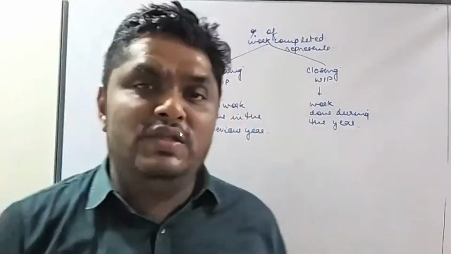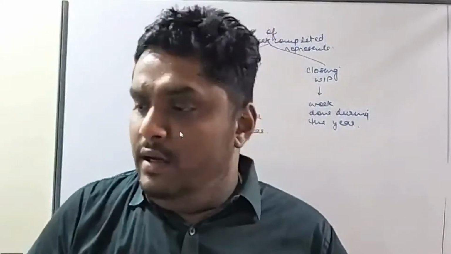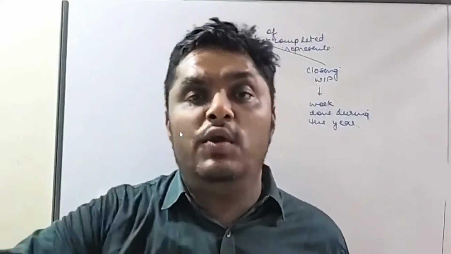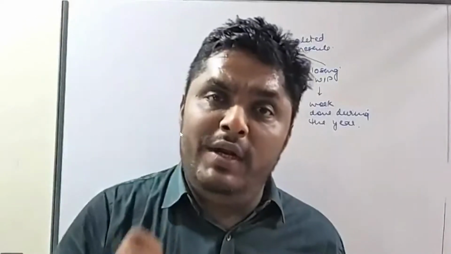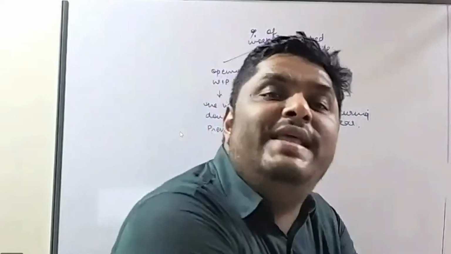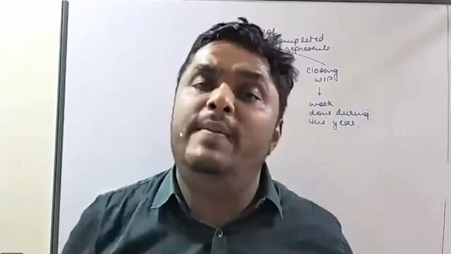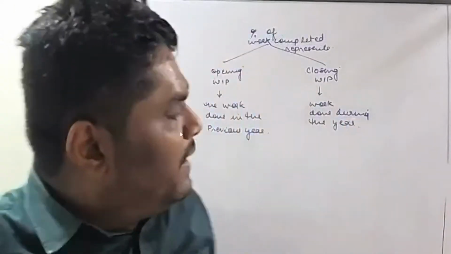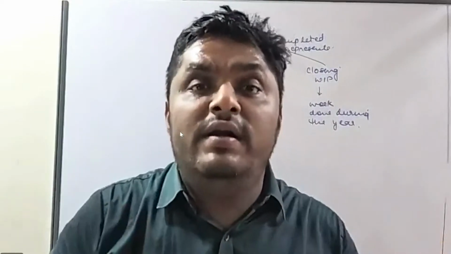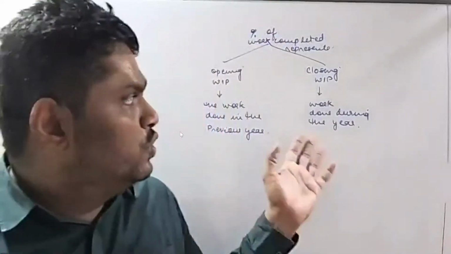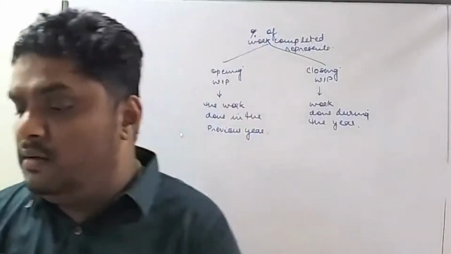So I request you to please copy this part because in previous batches also, students often have the problem, sir, why did you do this, why that. So for opening work in progress, the percentage of work completed means that much work was already done last year, so the balance work we have to do this year. But for closing work in progress, the work completed represents the work done during the year. Those who want can please copy this part.